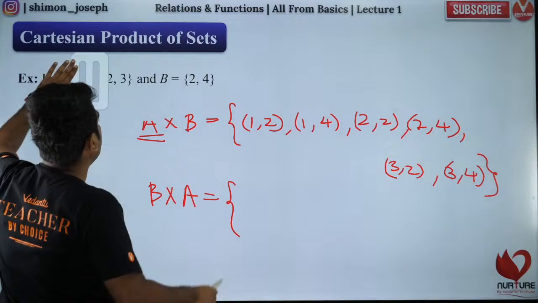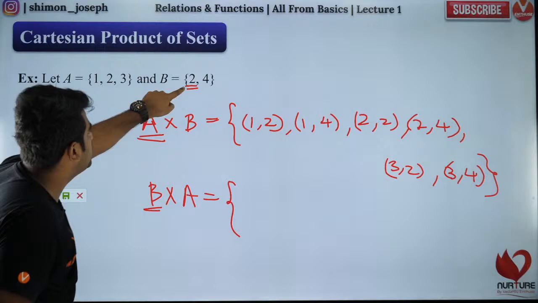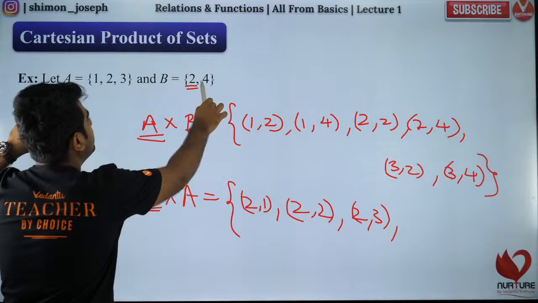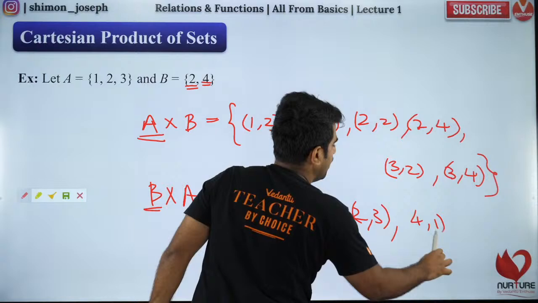Because B is in the starting, right? So you start with the element of B, which is 2. With 2, you finish ordered pairs with these three elements. So it'll be (2, 1), (2, 2), and (2, 3). Then 2's quota is over. Now start with 4. With 4, I need to complete ordered pairs with these three elements. So I'll get (4, 1), (4, 2), and (4, 3).